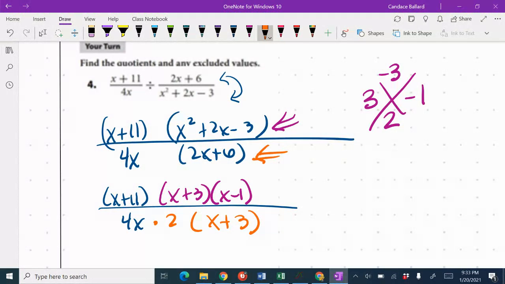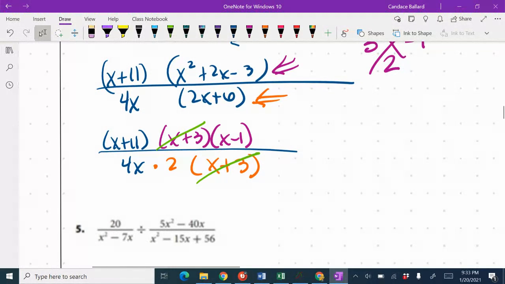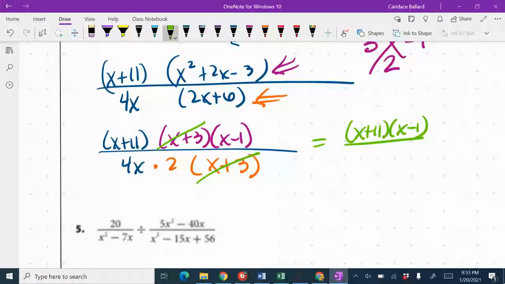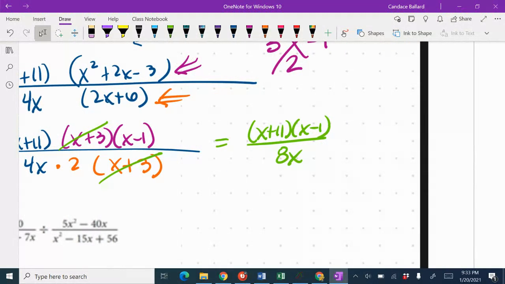So it looks like I get to do some canceling now. The only thing it looks like I can cancel, unfortunately, is x plus 3. So it looks like my final answer is x plus 11 times x minus 1 over 8x. And again, to get excluded values, you set the terms of your denominator equal to 0. So it looks like my only excluded value is x equals 0.